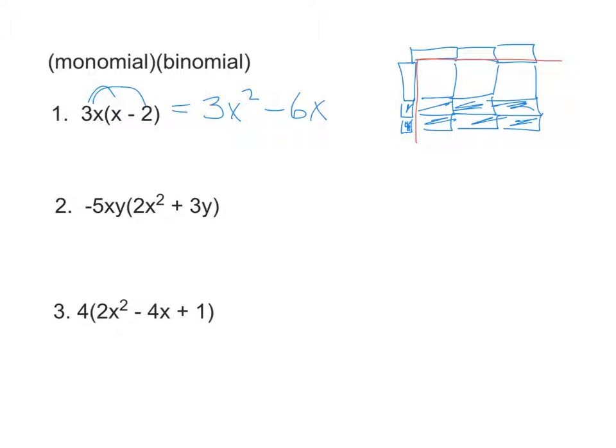And if you look at that little diagram, you can kind of see how this works. You're taking these 3x across the top and multiplying them by x. That's where you get 3x squared. Then you take the 3x and multiply it by the negative 2, and that's where you get all that negative 6.